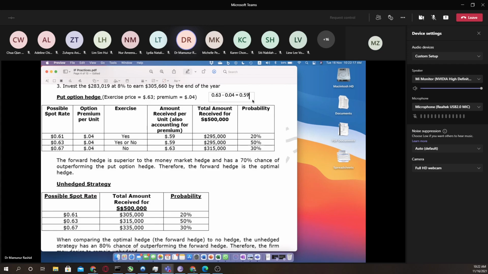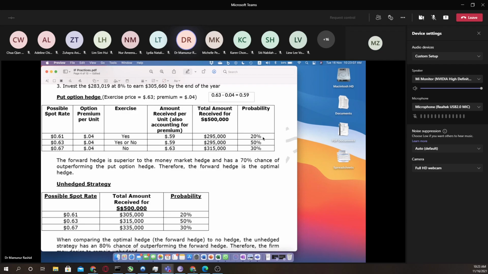And you need to compare this with the spot rate. So the spot rate is 0.61 minus 0.04, so you have basically 0.57, compared to 0.59. So you will receive more in the contract and less in spot. So do you exercise the contract? Yes, we'll exercise the contract. How much do you receive if you exercise? 0.59. What is the total receivable? Just multiply with the figure and you get 295,000.